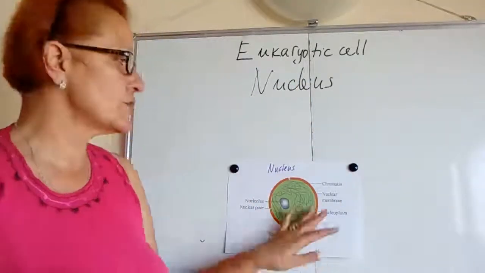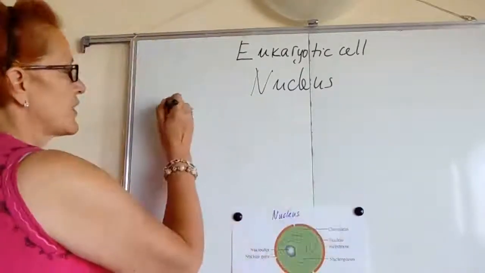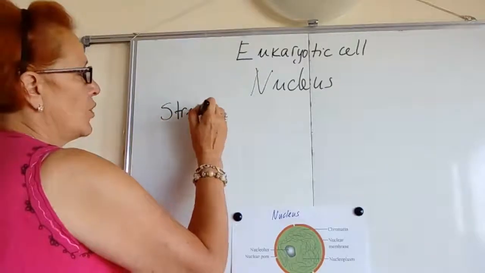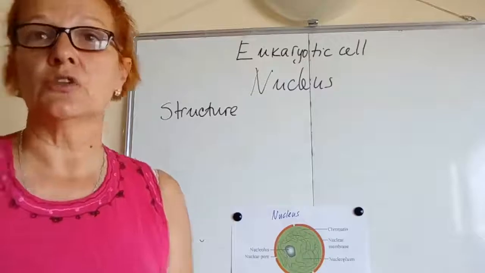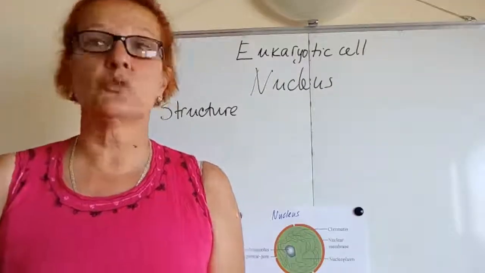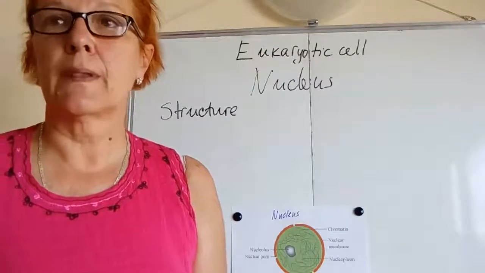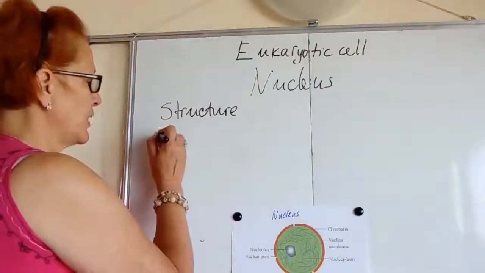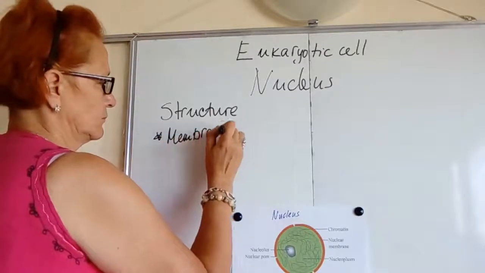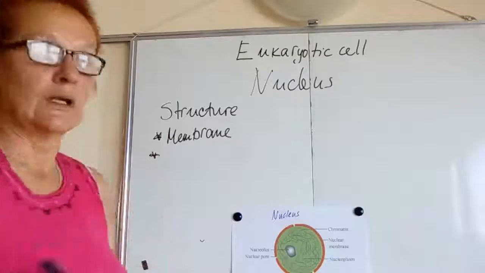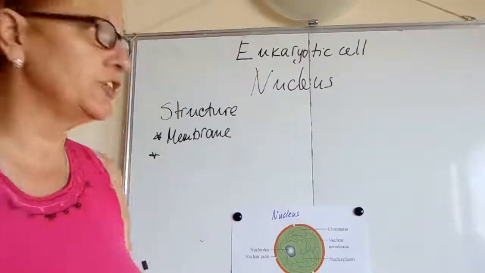So let's see what about its structure. What about the structure of the nucleus that we need to understand and to memorize? You need to know that it is surrounded by a membrane. It contains chromosomes consisting of DNA.